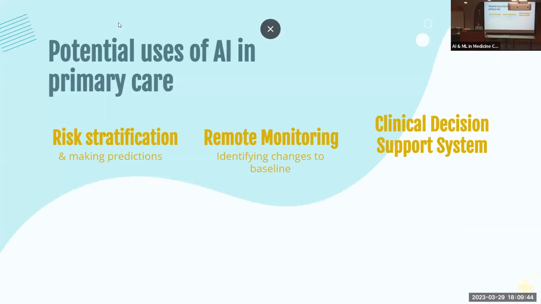So some potential uses of AI in primary care. Again, it's that risk stratification component. We want to prevent diabetes from happening before it happens. We want to prevent strokes from happening before they happen, and any other disease. There's also a huge area of remote monitoring that's being developed.